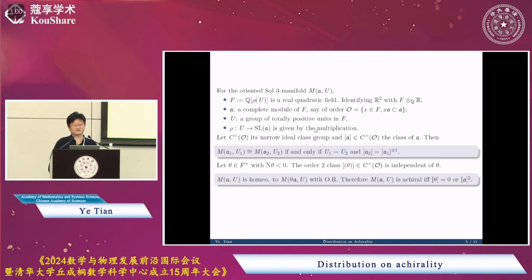So if you identify this R^{2k} with F tensor R over Q, then you can realize this A as a complete module of F, associated with an order of this totally real field. And then you can realize this U as a group of totally positive units in F. And this representation is given by multiplication of the units on the elements of F. Now, a key object here is the narrow ideal class group of the order O. And let [A], this bracket A, denote the class of A. Then we can translate the topological meaning of achirality into number theory language.